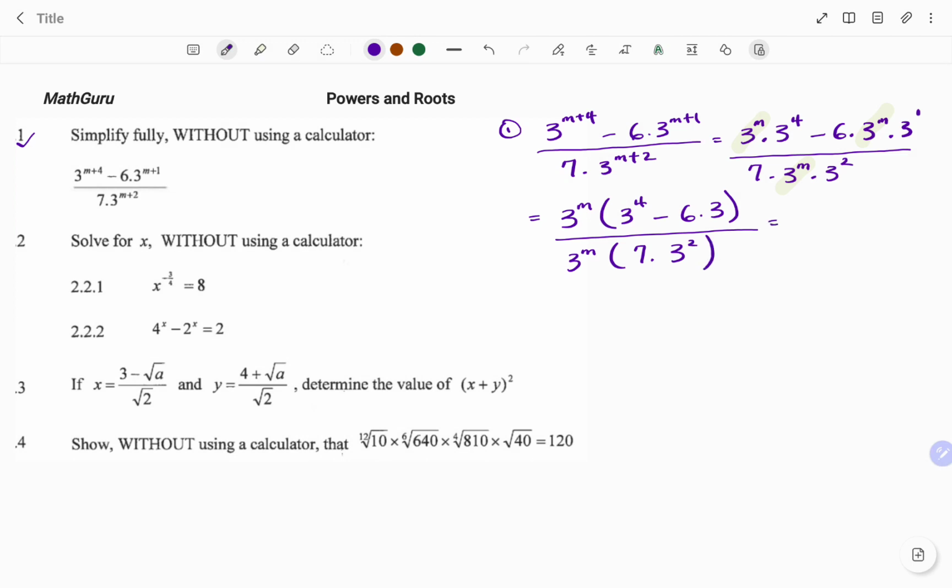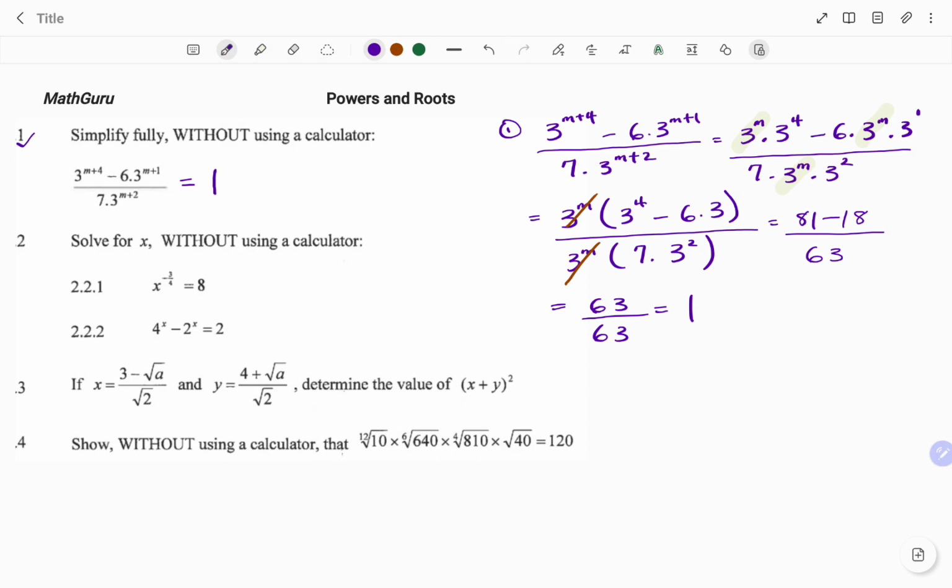If I simplify further, I have 3 to the power of m common at the top and at the bottom. So if I divide, I'm left with 3 to the power of 4, that's 81, minus 6 times 3, 18, divided by 7 times 3 squared, that's 7 times 9, that's 63. That's equal to 63 divided by 63, and my final answer will be 1. So if I simplify the first question, my answer will be 1.